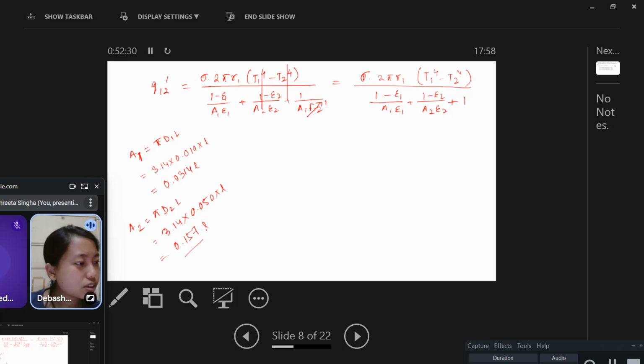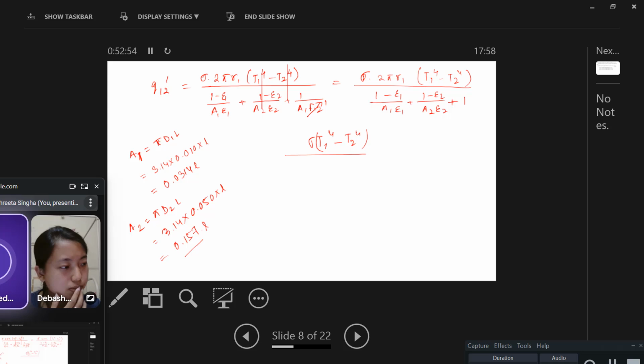This numerator should be sigma T1 to the power 4 minus T2 to the power 4. There is no A, I think, right? Yes, ma'am. So the calculation will be taking too much time for this extra part.